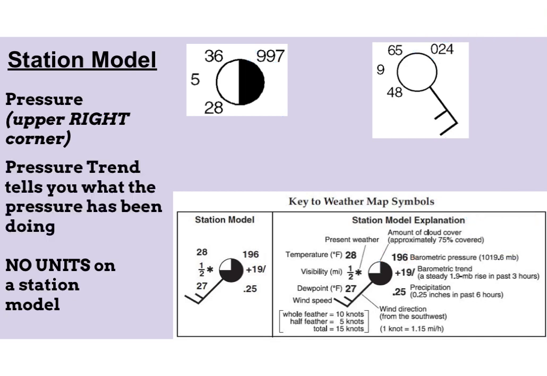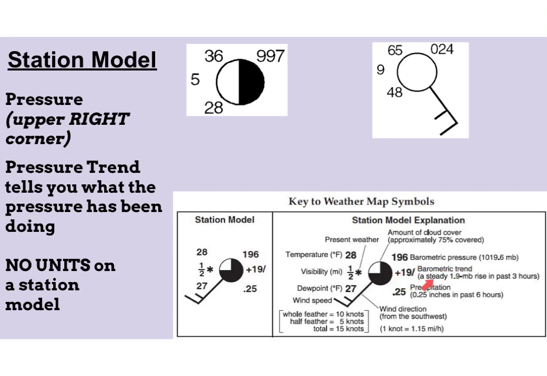Okay, the other thing that you need to know how to do is this pressure trend. The pressure trend tells you what the pressure's been doing. So in other words, if the pressure's been going up, this will tell you that. If the pressure's been going down, this will tell you that, okay? So on our station model, the pressure trend is right here, and it tells you that over here in the explanation, right? So the +19 is the pressure trend, and that just means that it's been rising 1.9 millibars in the past 3 hours. It's always going to be in the past 3 hours, okay, whatever this trend is.